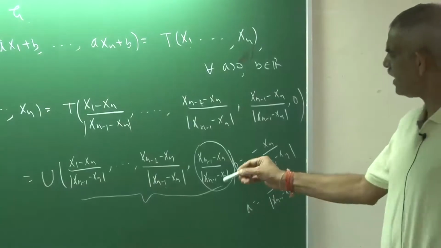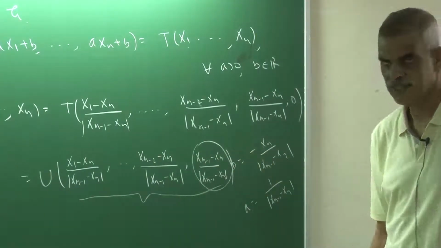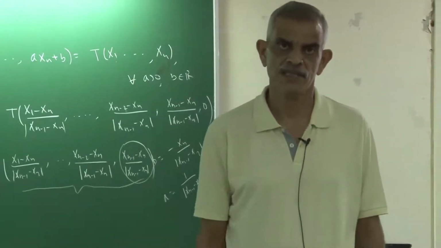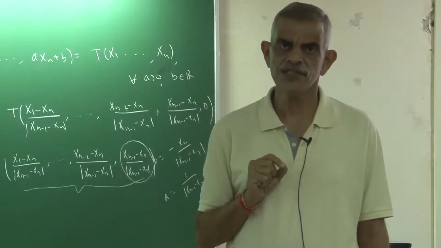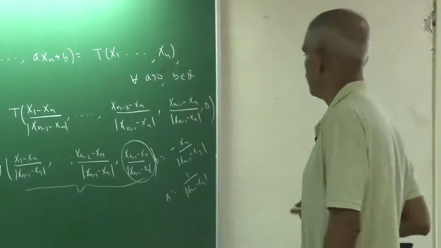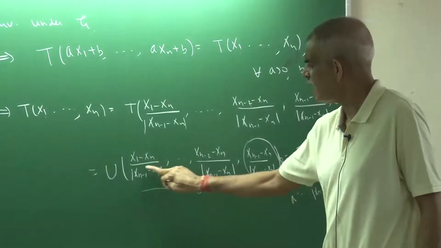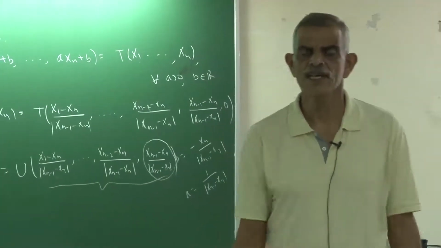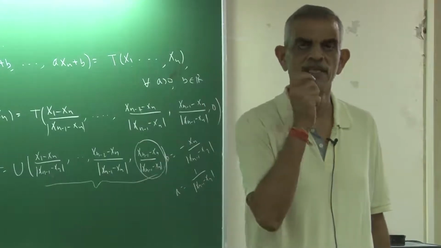Why? Because in either case, this quantity xn minus 1 minus xn upon mod of xn minus 1 minus xn is nothing but the sign of xn minus 1 minus xn. It is 1 if xn minus 1 minus xn is positive, minus 1 if it is negative. So in either case, if I know this, I can exactly write down xn minus 1 minus xn, because if I know the sign, then mod of xn minus 1 minus xn and xn minus 1 minus xn are 1-to-1 functions.